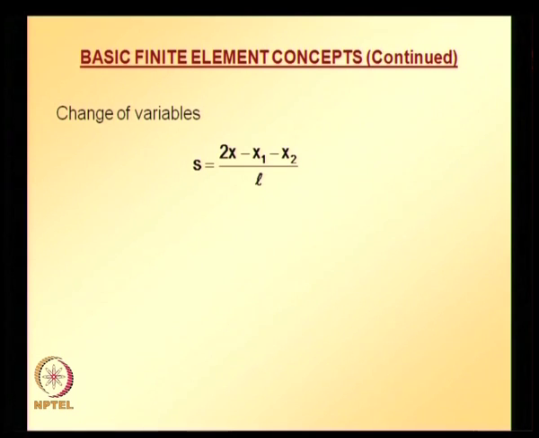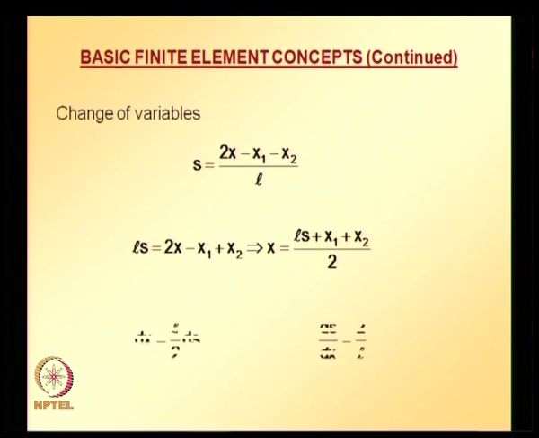So we can easily apply Gaussian quadrature, and now using this relation we can manipulate and get the inverse relation between the x coordinate system and the s coordinate system, and also we can take the derivative on both sides, and we get these relations.